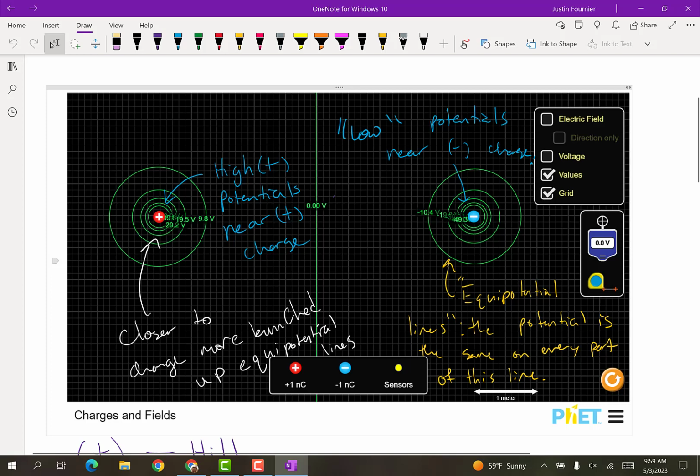Okay, and then these lines here, so when we're talking about elevation maps, they're called contour lines. These are called equipotential lines, literally meaning equal potential. So the potential is the same at every one of those points.